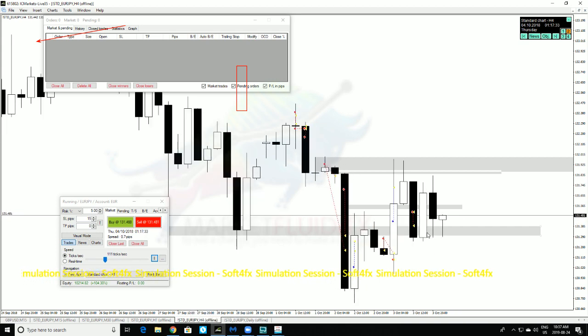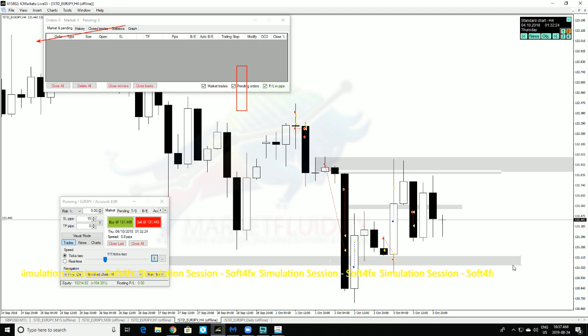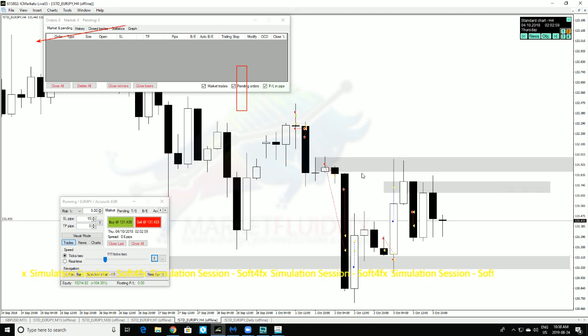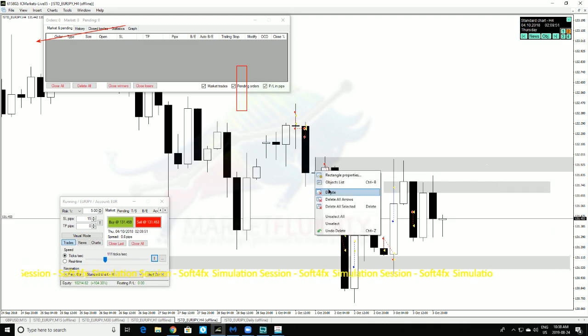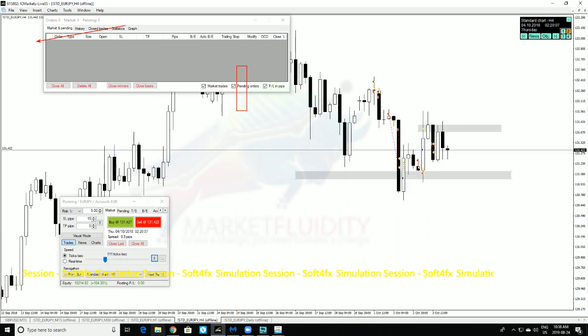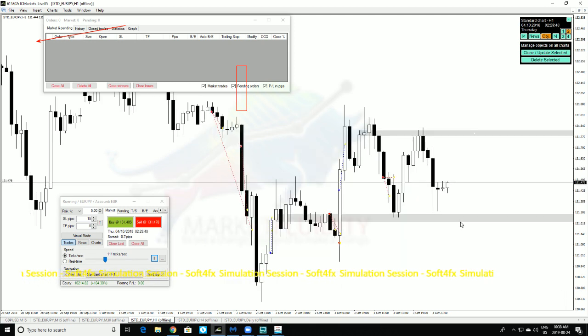Let's bring this down here a little bit. This is the 4 hour support. And we have a 4 hour resistance right here. Delete. Perfect. We're ranging. Nothing happening on the 1 hour as well. See, look at this range. We're just ranging.